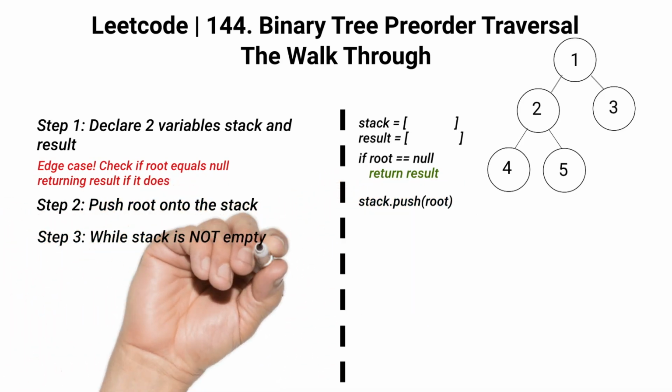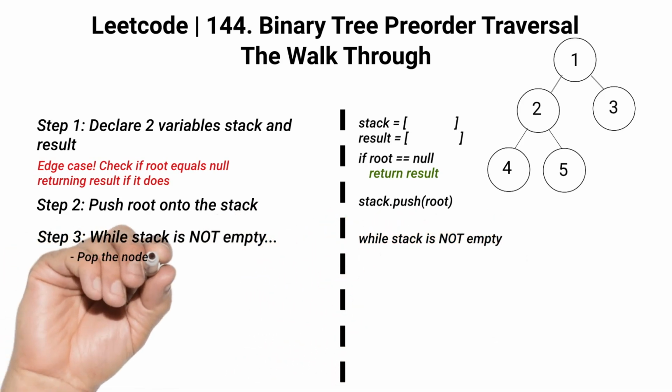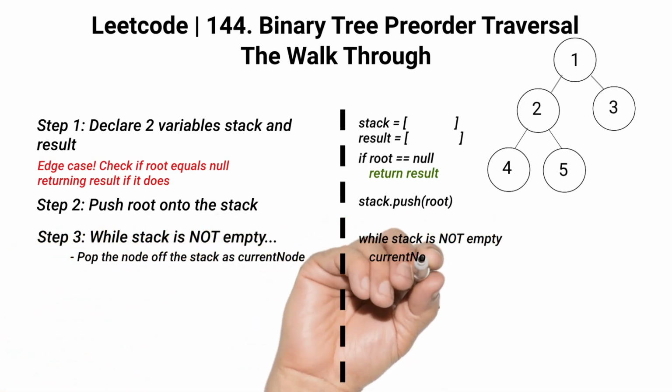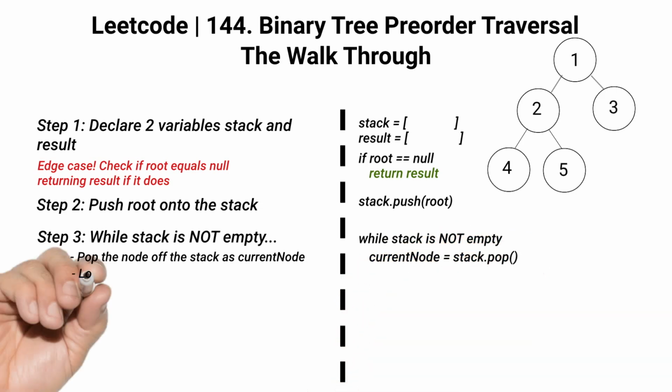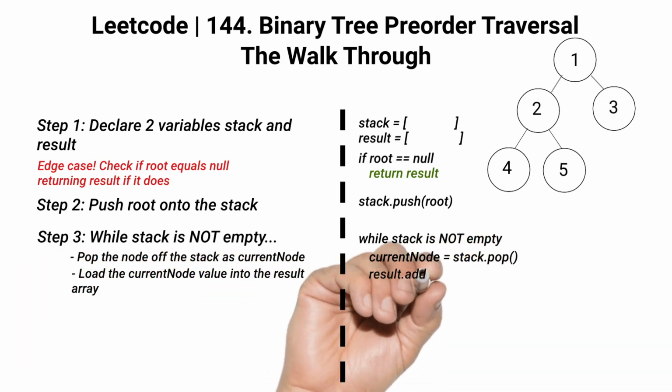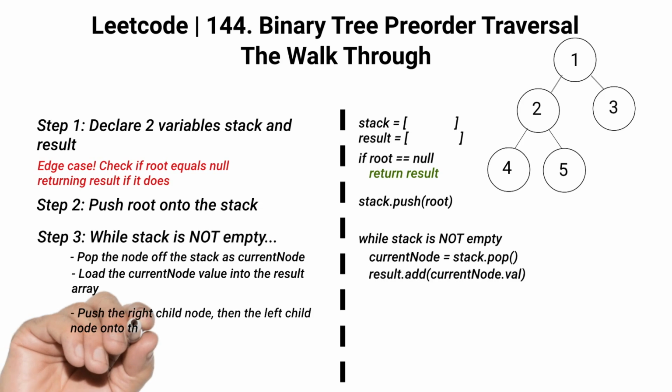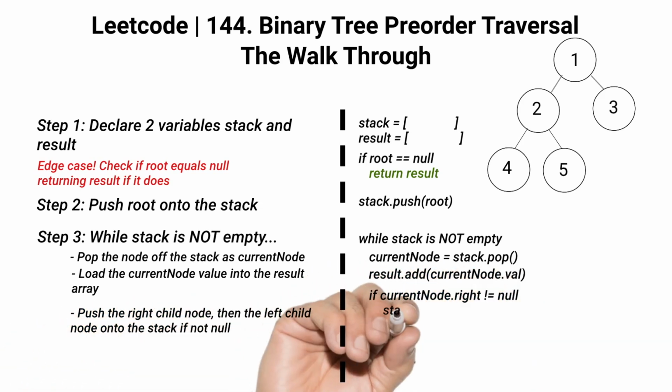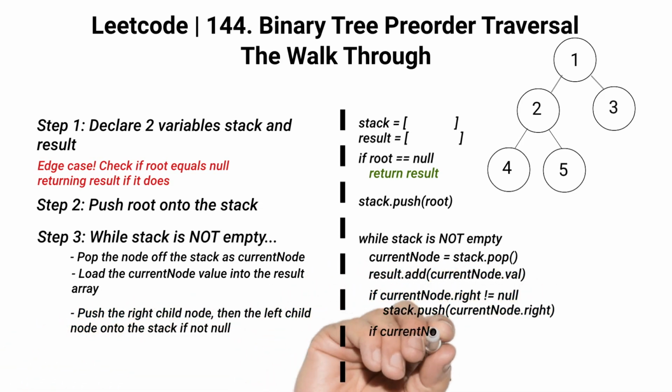Step 3, while stack is not empty, pop the node off the stack as current node, load the current node's value into the result array, and then push the right child node, then the left child node onto the stack if it's not null.